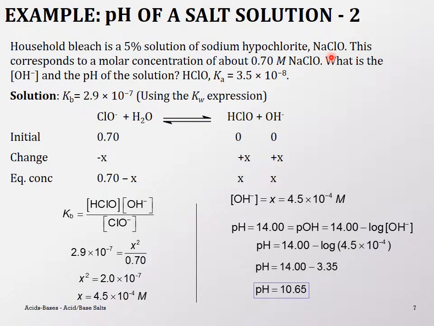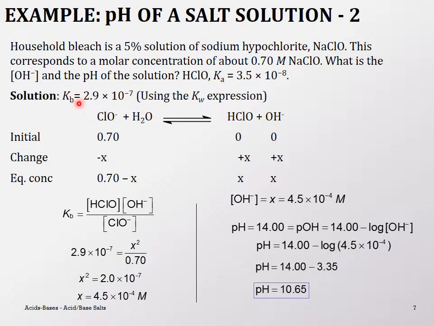So anyhow, ClO minus, the hypochlorite ion, is coming from hypochlorous acid, which is a weak acid, strong conjugate base, which means that we have a basic solution at our hands. So the first thing we will do then is calculate Kb, because now we're dealing with a basic solution. So Ka is given to us. We're going to convert that into Kb using the Kw as we did in the previous slide. I'm not showing the calculation here, but I'm sure you can do that.